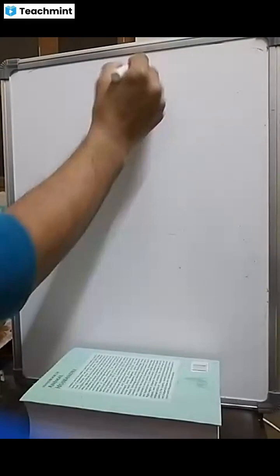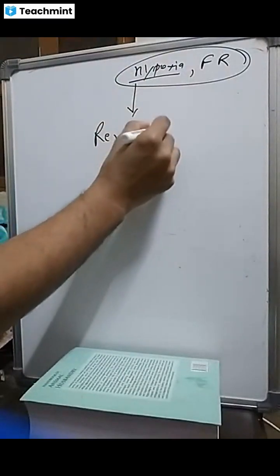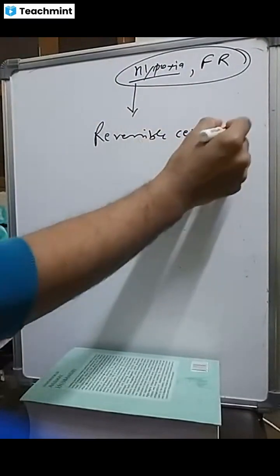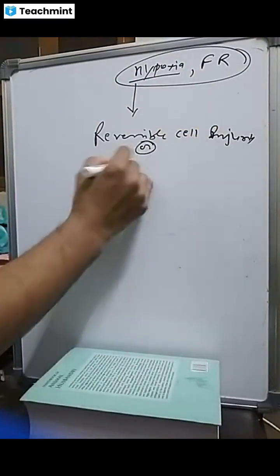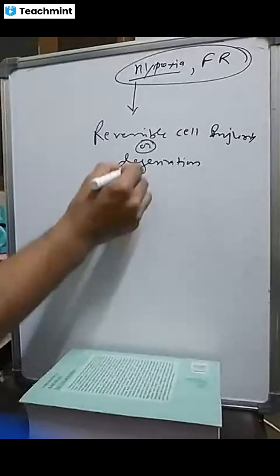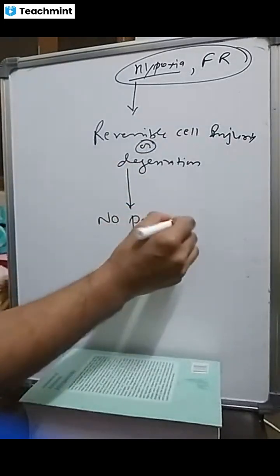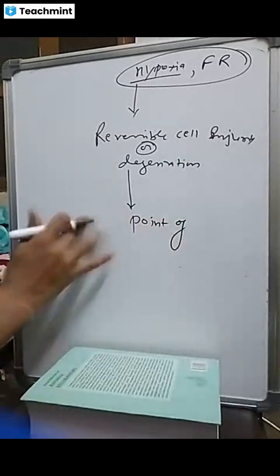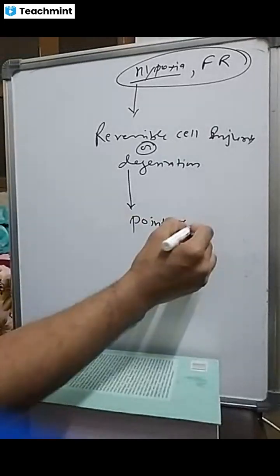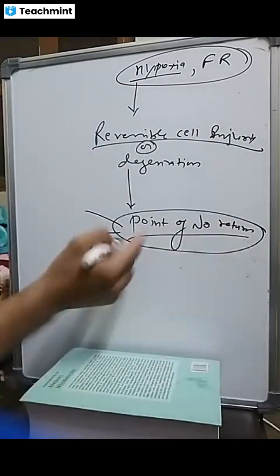So whether it is hypoxia or free radicals, if we are studying cell injury or degeneration, it will be up to a point, the point of no return. We have to study reversible cell injury. What are these two? The point of no return.